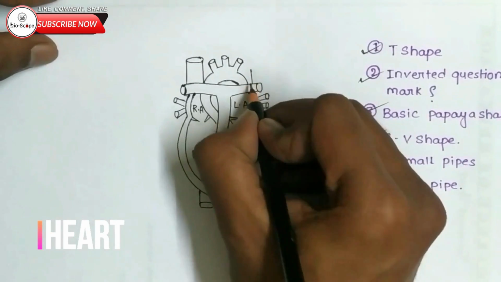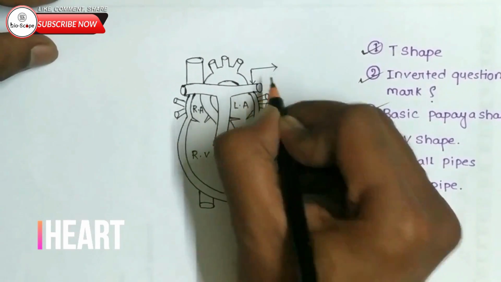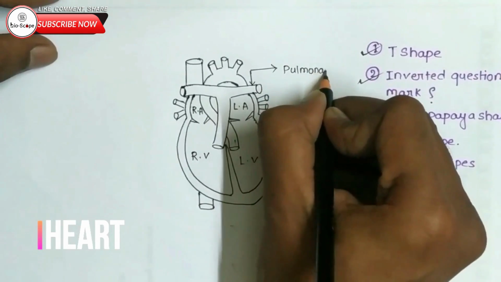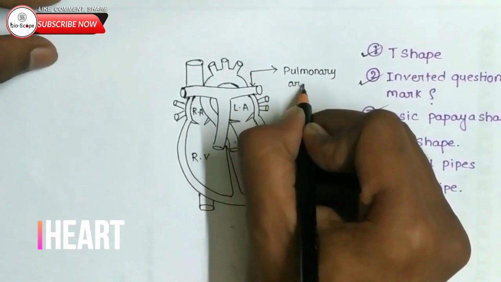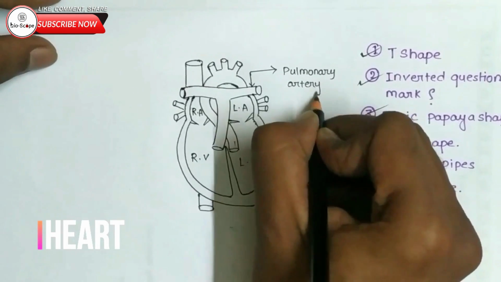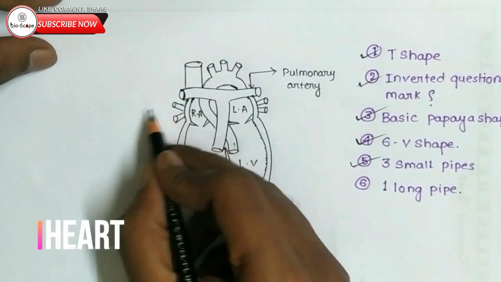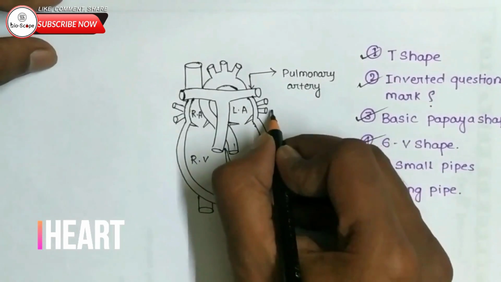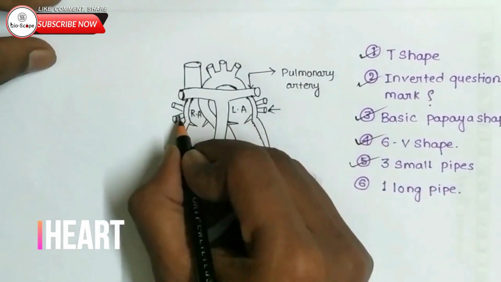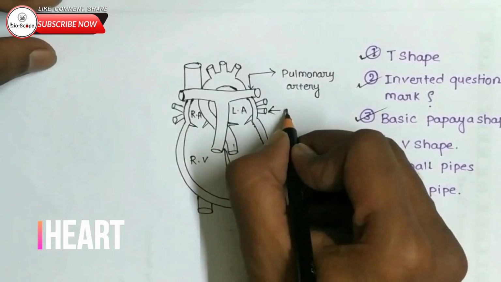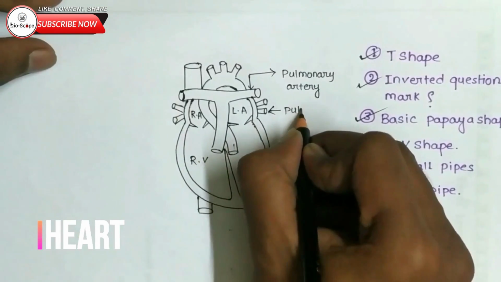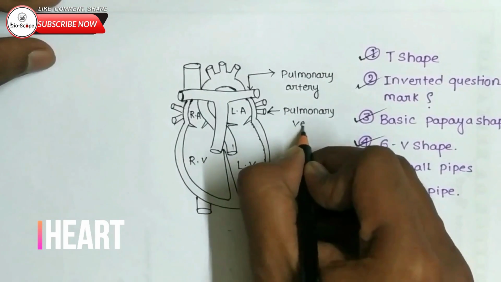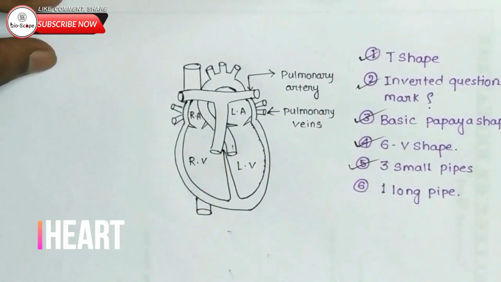Now this T is your pulmonary artery. Pulmonary artery, as this will go to the lungs. Now these small 2 V's are pulmonary veins. Pulmonary veins.